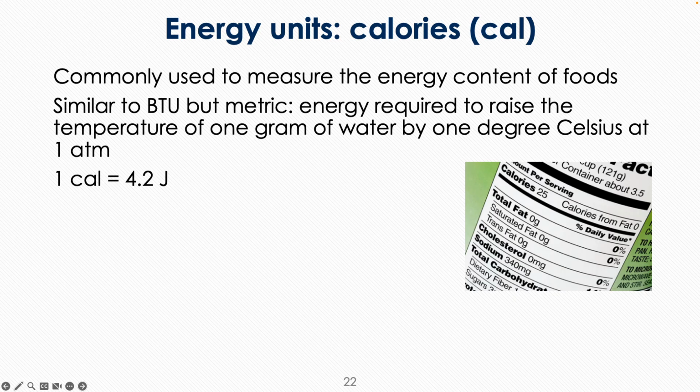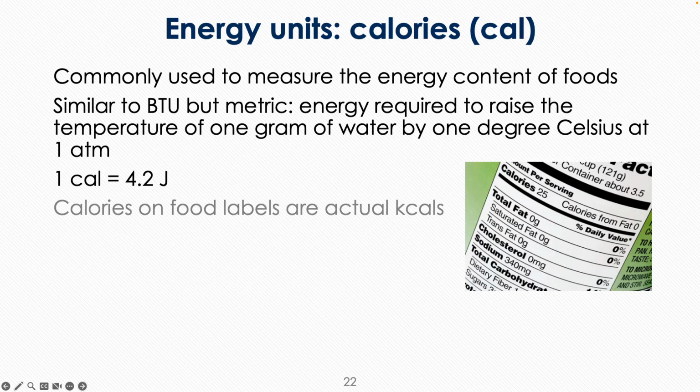Okay, so everyone's seen a nutrition facts label before? Yeah. So this says 25 calories. How many joules would that be? About 100. It's actually 100,000, because calories on food labels are actually kilocalories. But they don't tell you that. So don't think that you can eat this whole thing, maybe it's Pringles or something, and only get 100 joules worth. It's actually 100,000 joules.